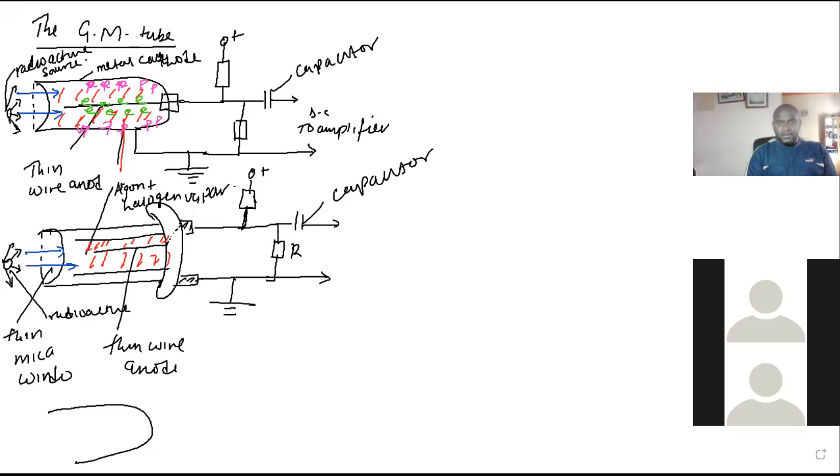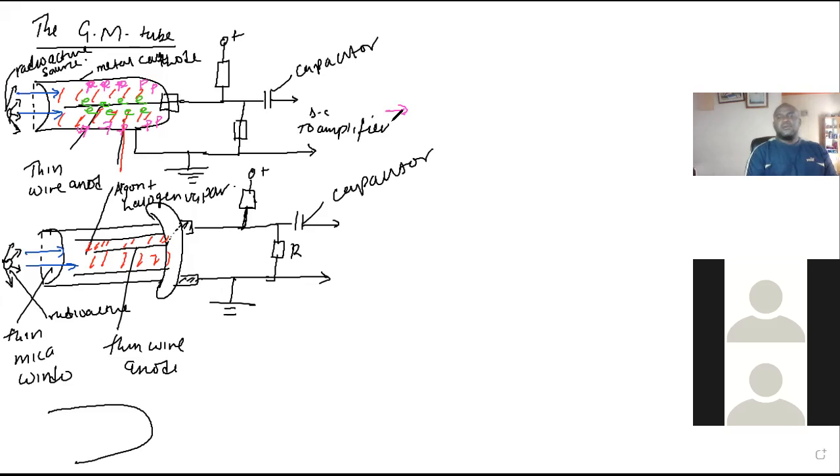Okay? So, what happens is there is a discharge between the anode and the cathode, and that discharge brings about a current that flows through the resistor and produces a PD that is amplified to the ratemeter. There is a ratemeter that side, and then it is passed through a counter which registers that there is presence of ionizing particles or radiation through the tube.